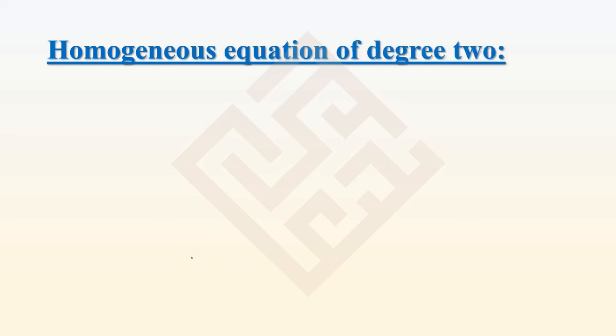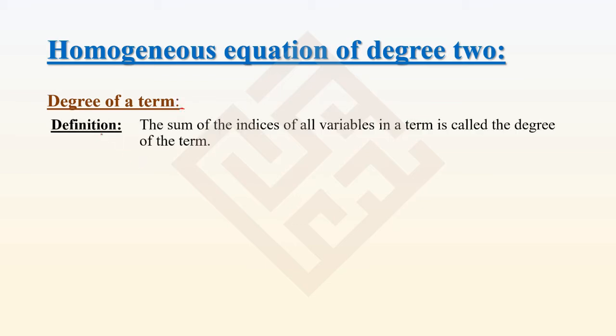Now the next topic that we are going to see is homogeneous equation of degree 2. But before that we should know what is the degree. So the degree of a term, let us see what we mean by the degree of a term. Now the definition is: the sum of the indices of all variables in a term is called the degree of the term. So let's take an example, you will understand this easily.